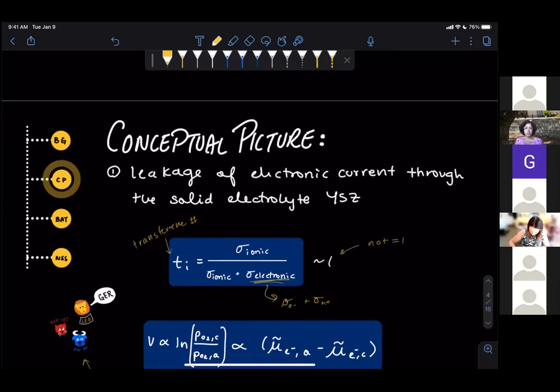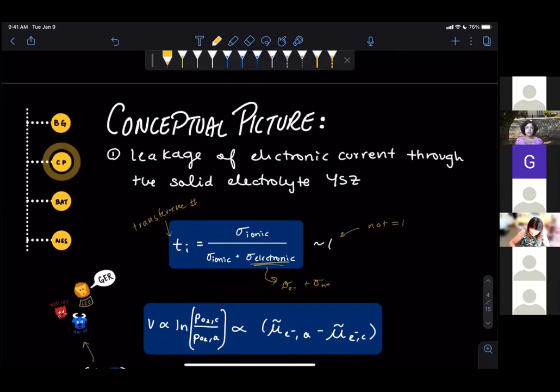Additionally, we know from our Nernst equation that the potential of a cell is roughly proportional to the natural log of the partial pressure of oxygen in the cathode over the partial pressure of oxygen in the anode. And that is in itself proportional to the change in electrochemical potential of electrons, which is the more fundamental definition of voltage, in the anode minus that in the cathode.